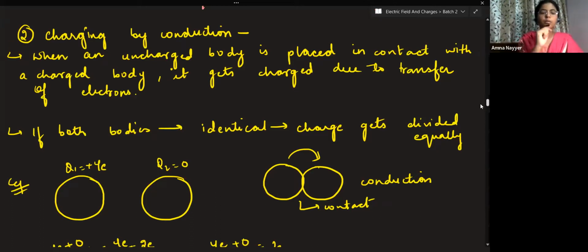For example, you can see on the screen. If you have a 4e electronic charge on one body, but the other body is neutral, meaning it has no charge. The case on the screen is 4e and 0. So you tell me, if you have 4e and you have to distribute it equally to two bodies, how much will each receive?